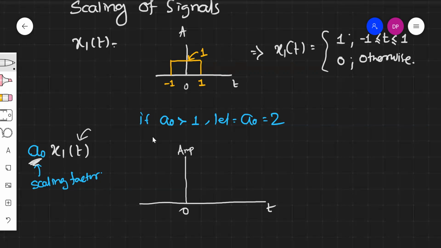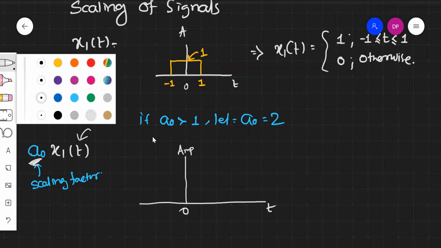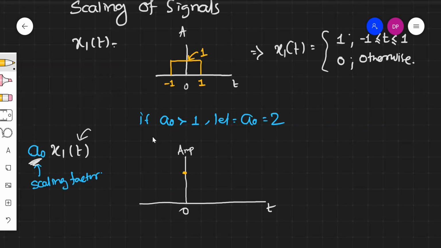So amplitude is scaled a naught times. The amplitude, which was 1 earlier, will no longer be 1. It will be equal to a naught, and a naught value is given as 2. So the amplitude will become 2. And the other things will remain as they are.